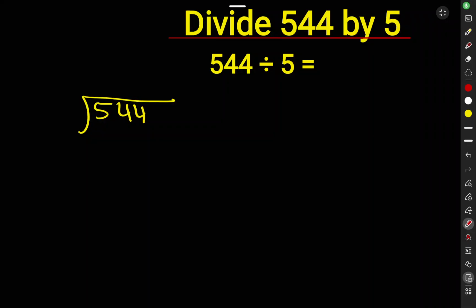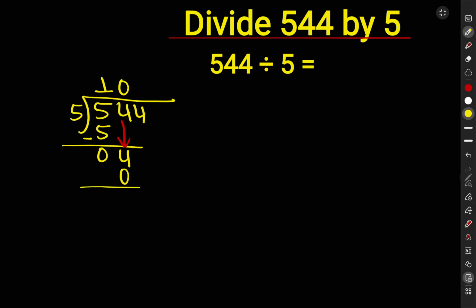Here we divide 544 by 5 in a long division method. 5 times 1 is 5. On subtracting we get 0. So now we put down this 4 and 5 times 0 means 0.